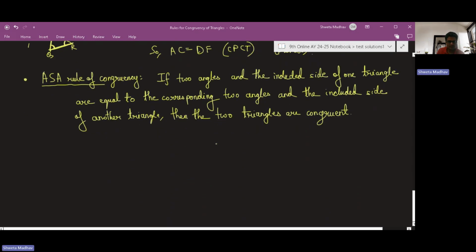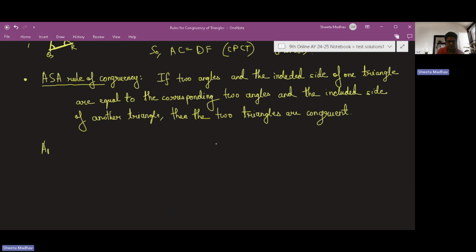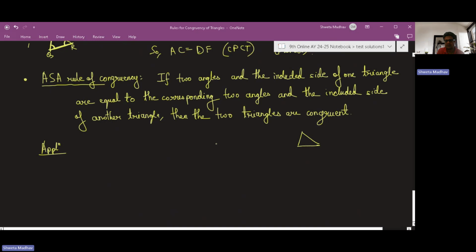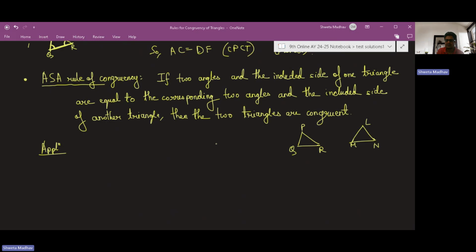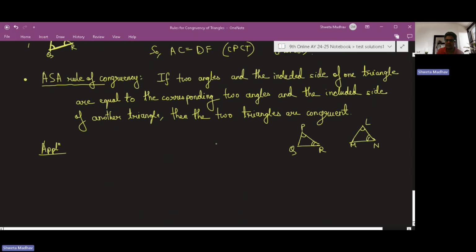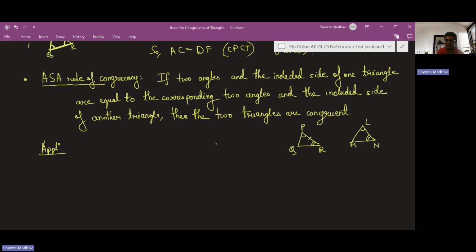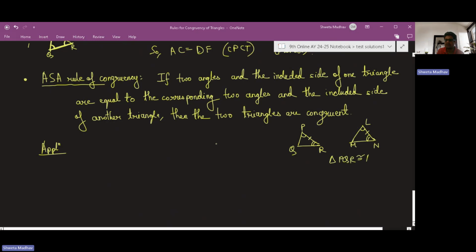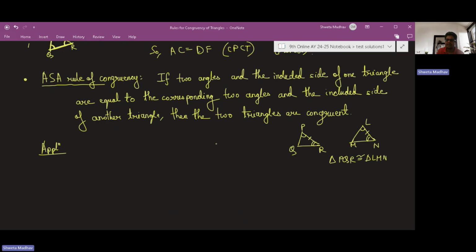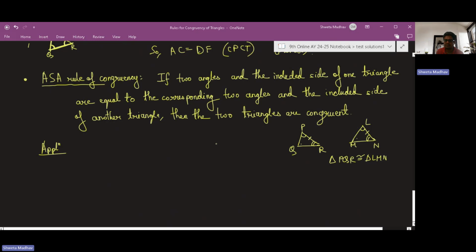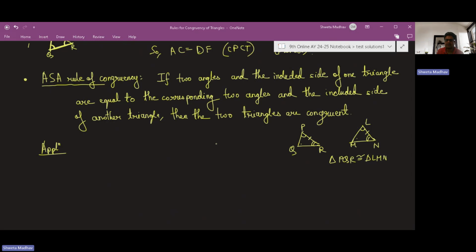So here we can understand this by using one application. Suppose we take one triangle PQR and another triangle LMN. If I can show that angle P equals angle L and angle R equals angle N, and we can also show that side PR equals side LN, then we can say that triangle PQR is congruent to triangle LMN by ASA rule of congruency. And then angle Q also will be equal to angle M by CPCT, QR also will be equal to MN by CPCT, and PQ also will be equal to LM by CPCT.